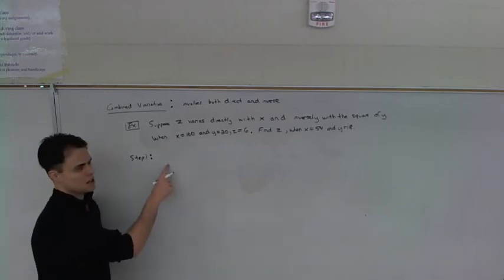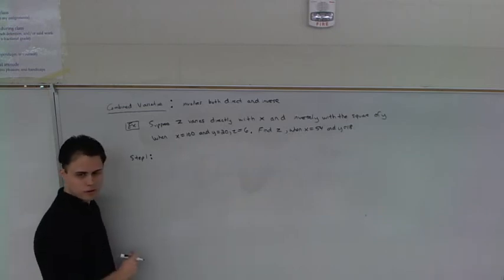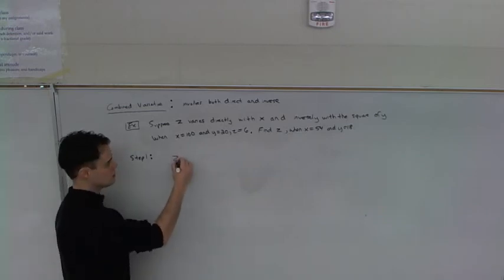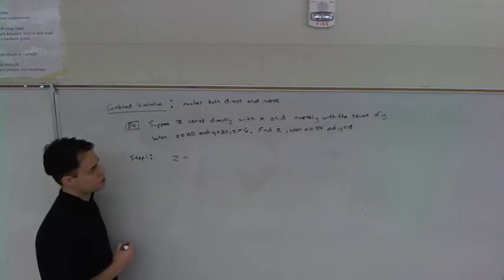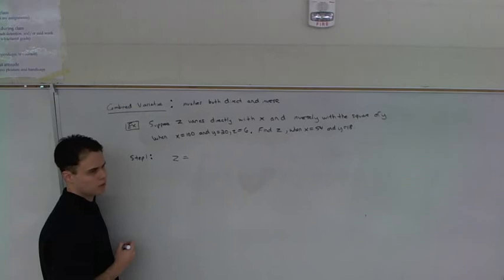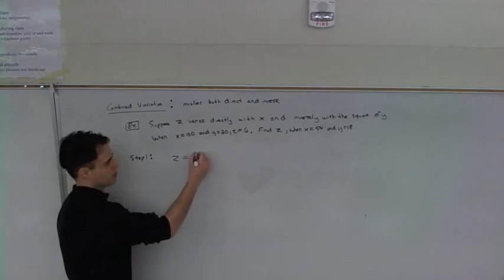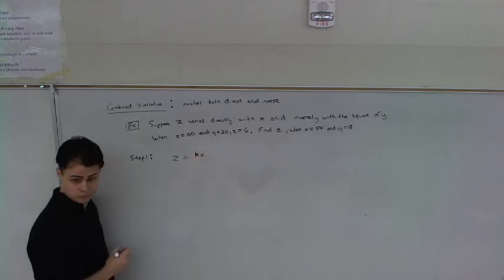So what should I say equals? What varies with the other stuff? The z. So z equals. And it says it varies directly with x, so how do I write that part down? K times x. Yep. What else?